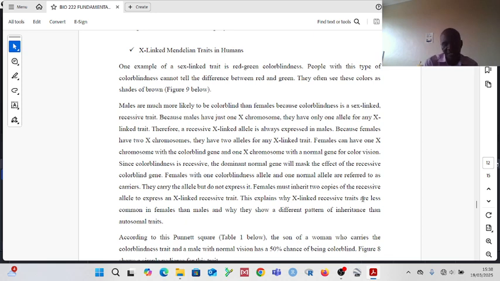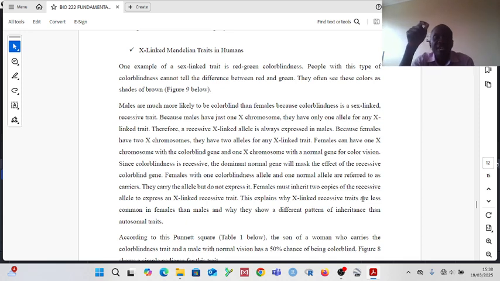But in this case, a male only has one X chromosome and a Y chromosome. So it means then males are more likely to be colorblind than females, because color blindness is a sex-linked recessive trait. If it is sex-linked and it is a recessive trait, it means for it to be expressed, it has to be either present as the only one or present with another recessive.